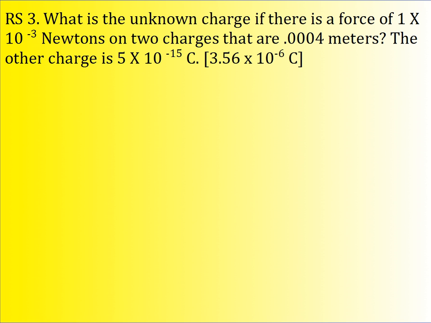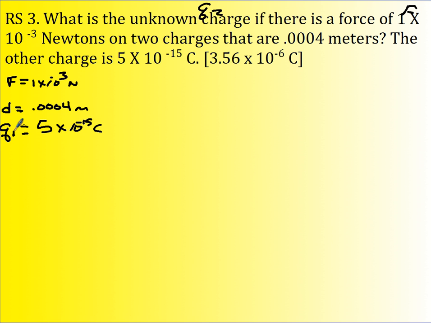Now, what is the unknown charge? So we're looking for Q2. If there's a force of 10 to the negative 3 newtons, so F is 1 times 10 to the negative 3 newtons on two charges that are 0.0004 meters apart. So the distance is 0.0004 meters. And your first charge is 5 times 10 to the negative 15 coulombs. It doesn't matter which one you call Q1 and Q2. So we're looking for Q2.